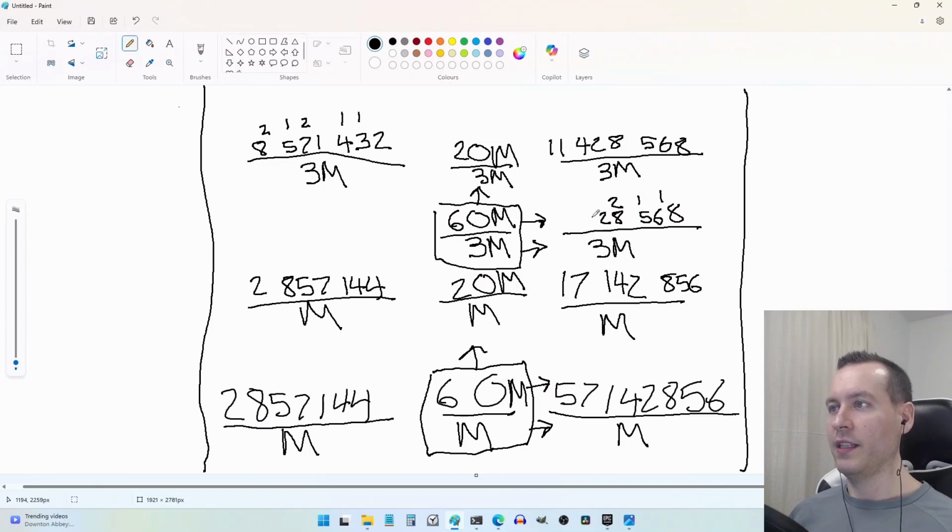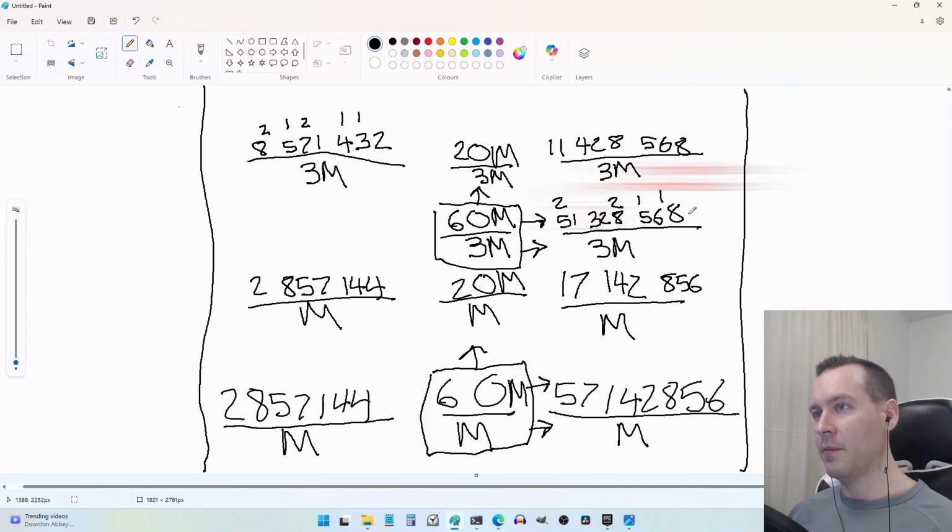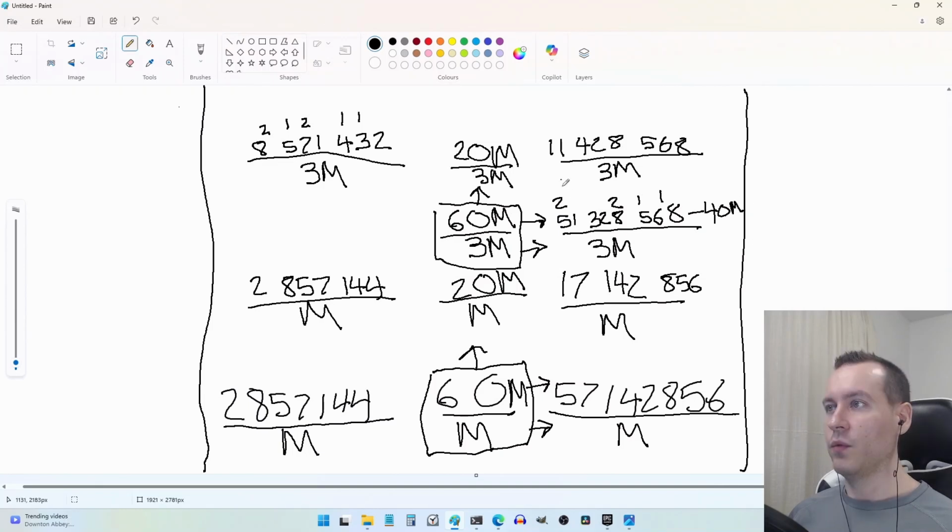3 times 1 is 3. 7 times 3 is 21. 1 times 3 is 3. Carry the 2 is 5. All of this minus 40 million. We got the same number here, 11 million, but these values don't seem to be the same. Why is that? So I have one more 100,000. The rest looked all good.